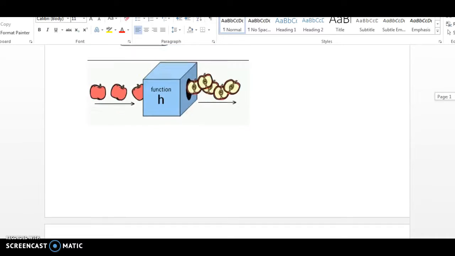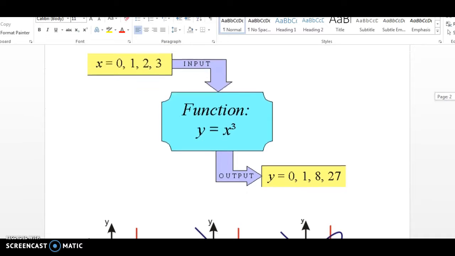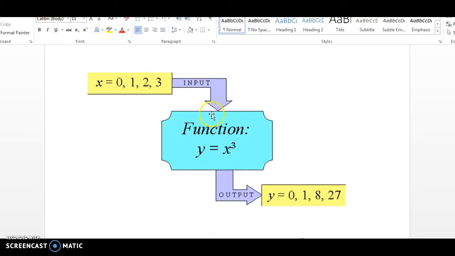If we look at a more mathematical example, if I have this function right here, my y values are going to equal my x values cubed. We can input a bunch of values. Let's just say we're inputting 0. If 0 goes in this formula, 0 cubed is 0. So 0 would be my output that goes along with my input of 0.